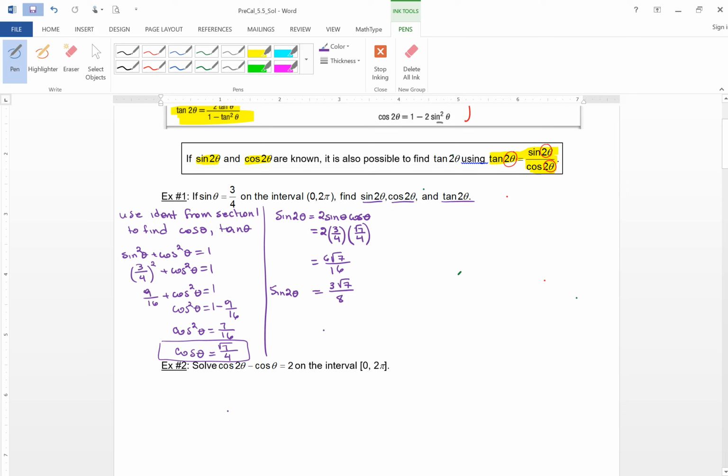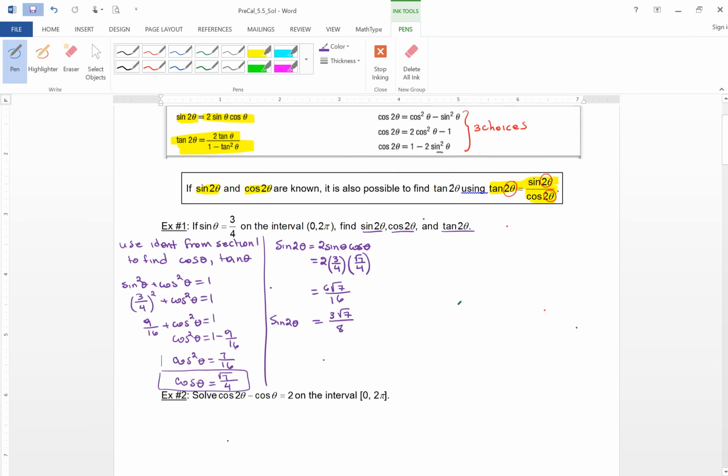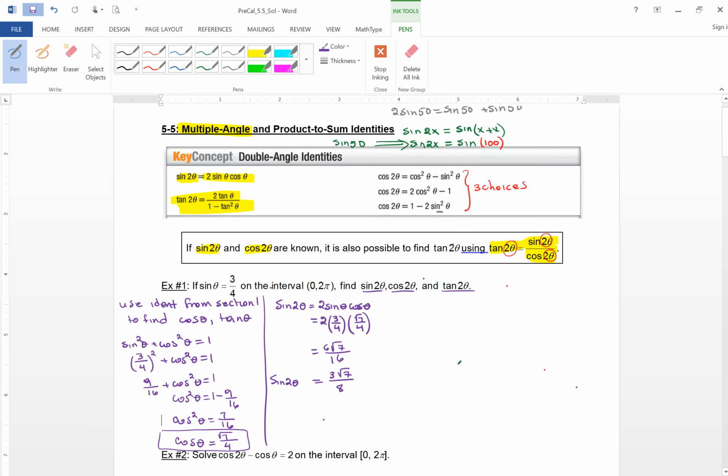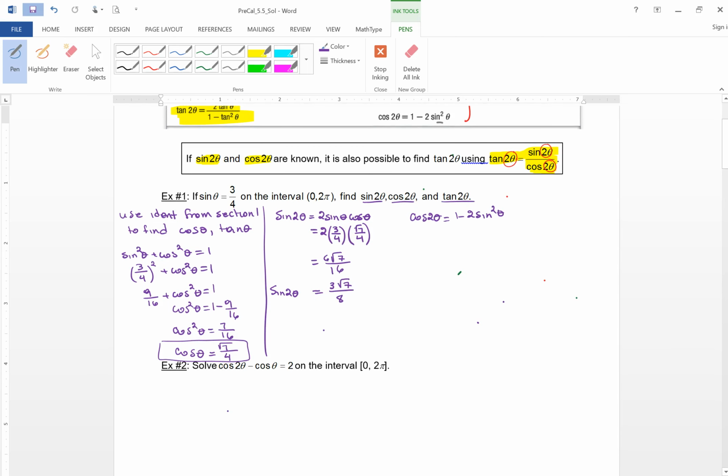Okay? Now, I need to find cosine of 2 theta. Well, what's the formula for cosine? I have either one of these. So which one do you guys want to use? Let's use the bottom one. Cosine 2 theta equals 1 minus 2 sine squared theta. Why am I using that one? No reason at all. Just pick that one, okay?